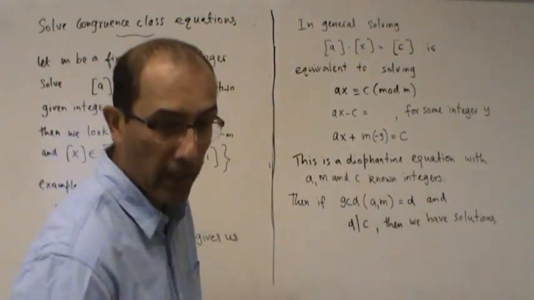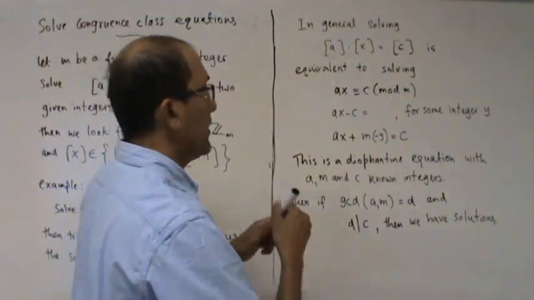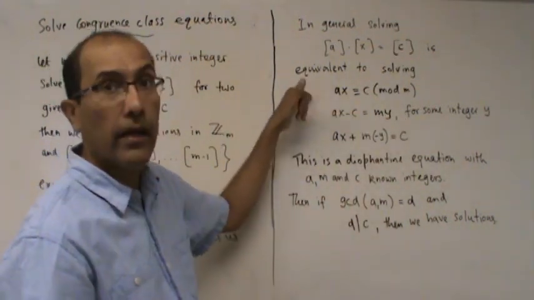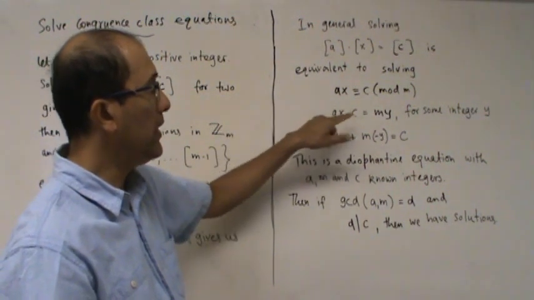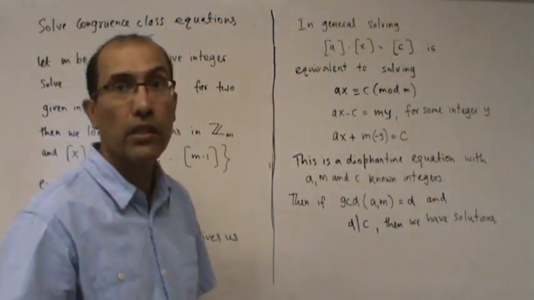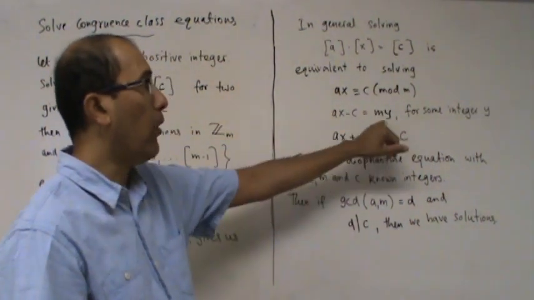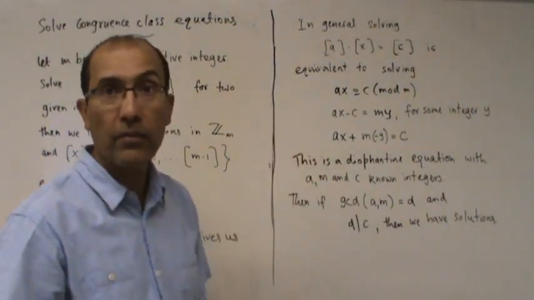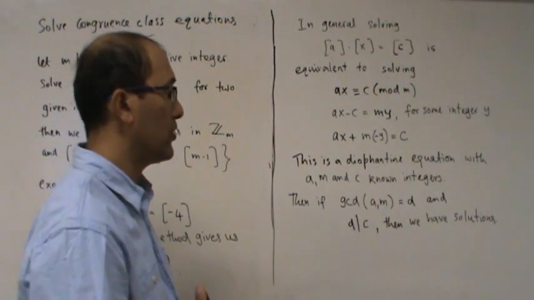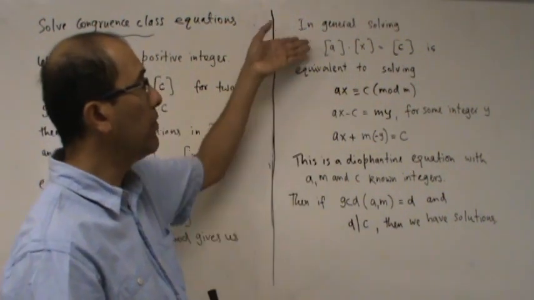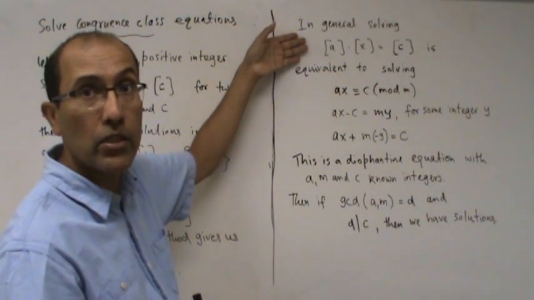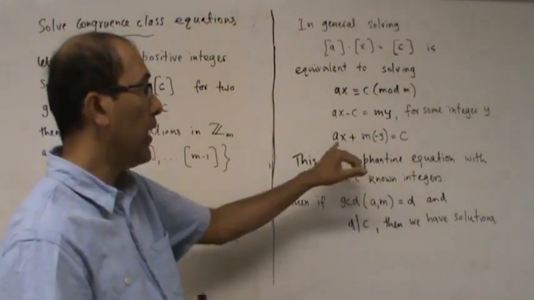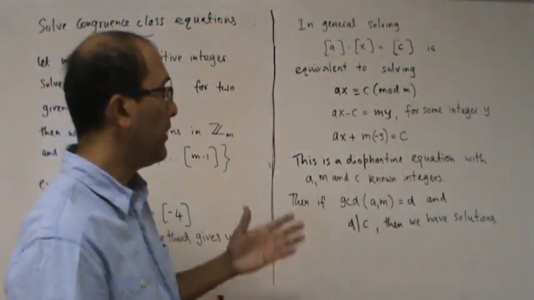So we are solving this equation ax is congruent to c. That means ax minus c has to be a multiple of m, so my for some integer y. And then if I bring that over, you will see this is a familiar equation. It's a Diophantine equation. So solving this congruence class equation is essentially solving a Diophantine equation with two variables x and y, and we can solve that.